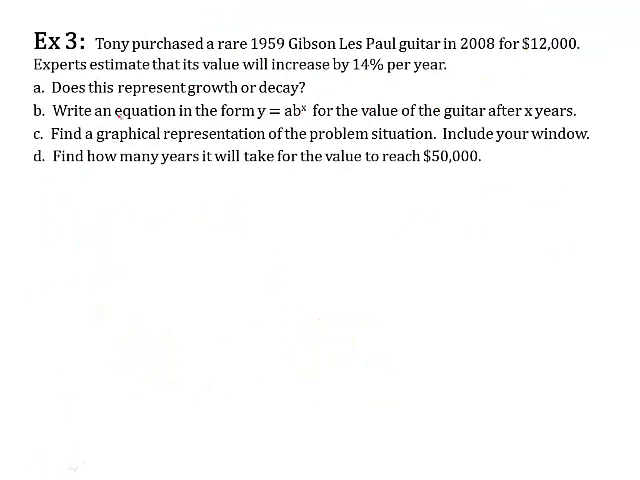Let's try one more. Tony purchased a rare 1959 Gibson Les Paul guitar in 2008 for $12,000. Experts estimate that its value will increase by 14% per year. Is this growth or decay? Hopefully you get that this is growth. So it's 1 plus 14 as a decimal. 14% is 0.14.